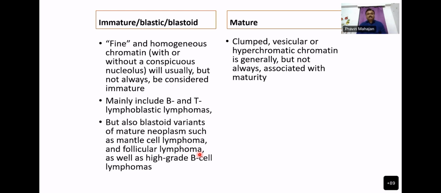As opposed to that, when you come to mature morphology, what you see in the chromatin is that it is clumped. Either it is clumped or vesicular, or it is hyperchromatic chromatin. And then we say that this is a mature chromatin.